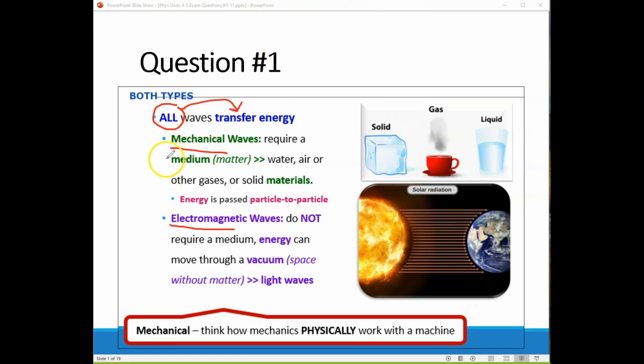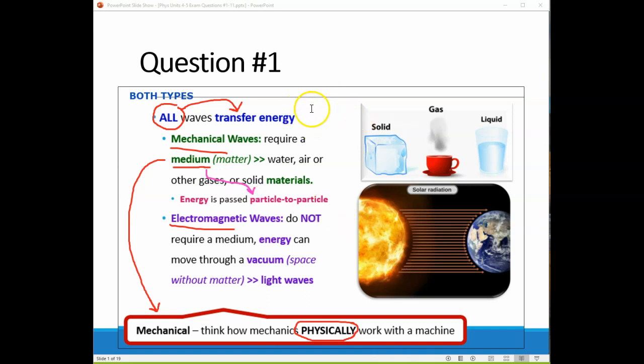So taking a look, mechanical waves do require a medium or a physical substance, matter, such as water, air, or other gases, or solid materials like the earth, steel, etc. A good way to think about this is remember that mechanical, think about how like a mechanic physically works with a machine. So when you're thinking mechanical, you should be thinking of the word physical, okay? The energy does get passed particle to particle. That should make sense because it requires a medium which has particles, right? So medium has particles. Okay, so that energy gets passed from one particle to another particle.